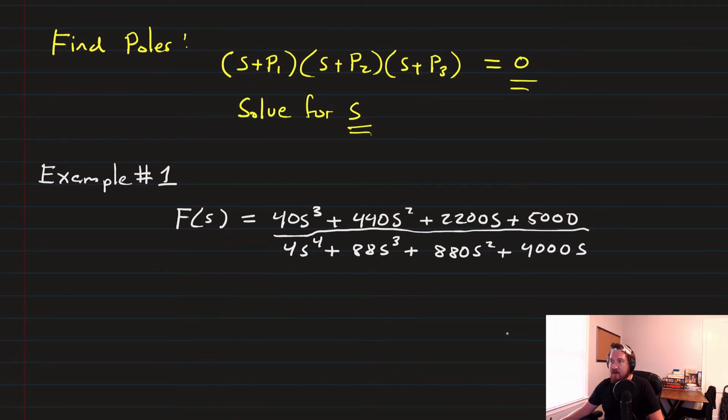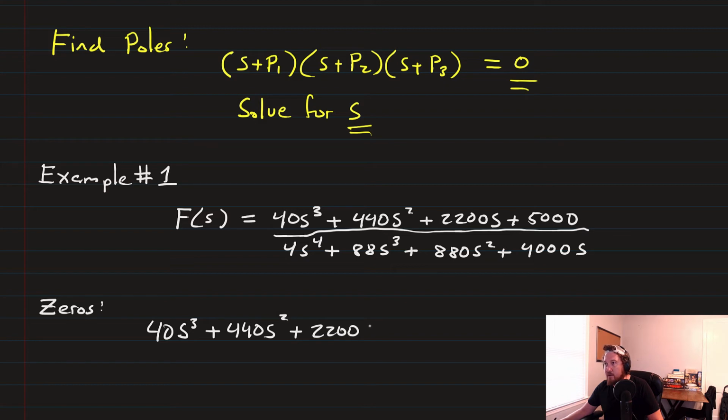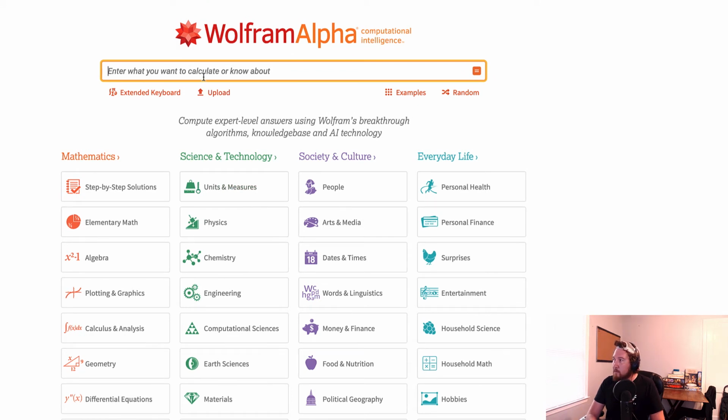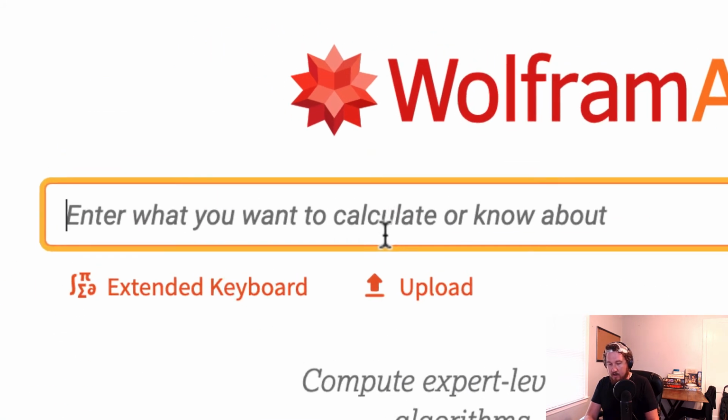So let's go ahead and find the zeros first. We'll take the numerator of f of s and set it equal to 0. So let's say 40 times s cubed plus 440 times s squared plus 2,200 times s plus 5,000 is equal to 0. Now, I'm sure in your high school and college algebra classes, you learned techniques for solving these polynomials, but I'm going to choose for us to be lazy. And so what I recommend you do is you flip over to your calculator or your favorite numerical tool. My personal favorite is Wolfram Alpha.